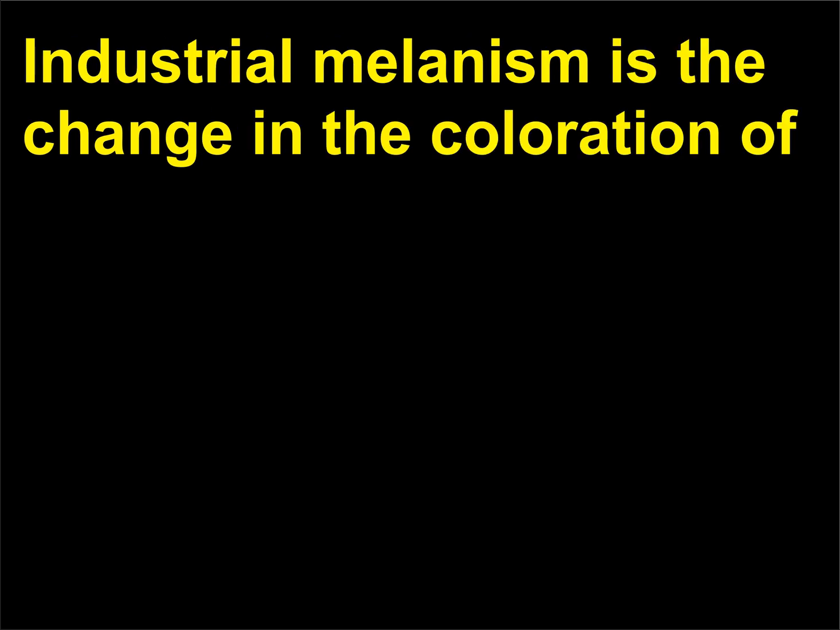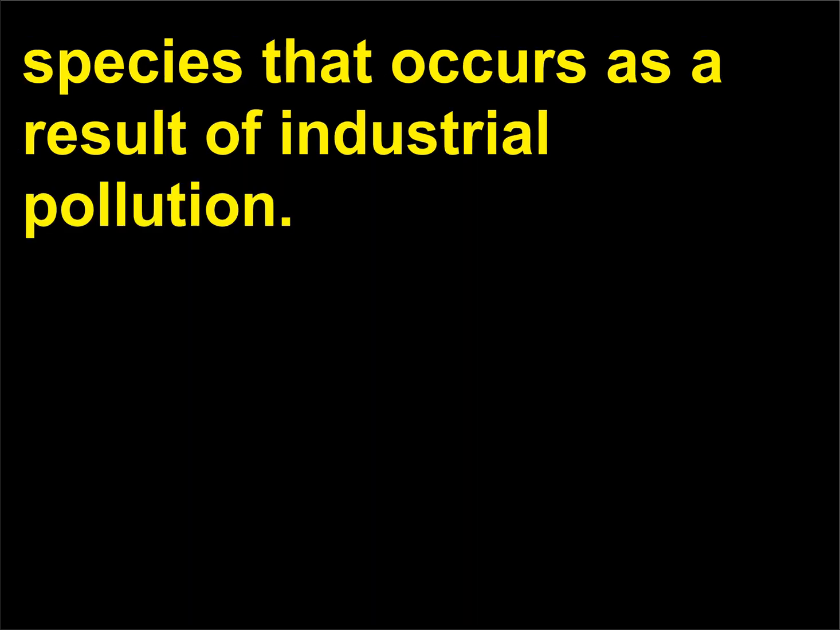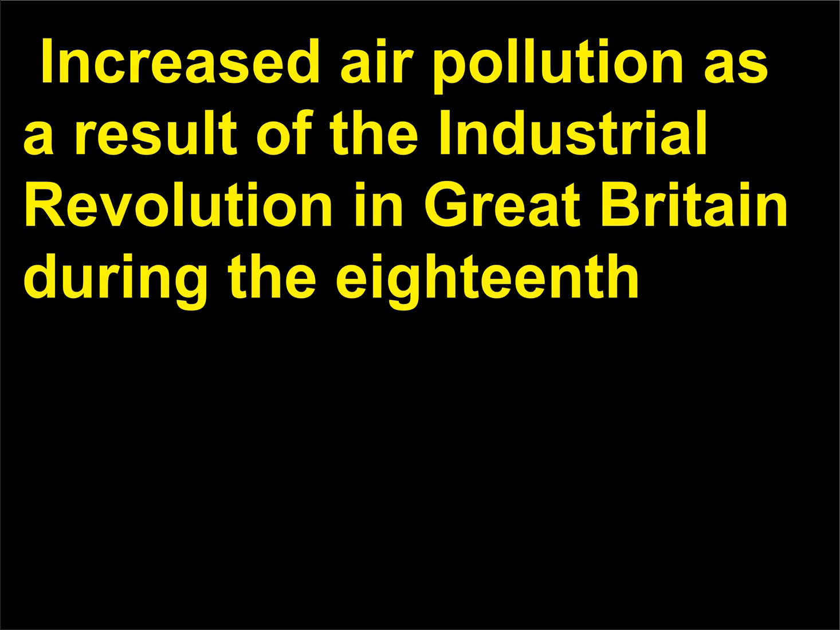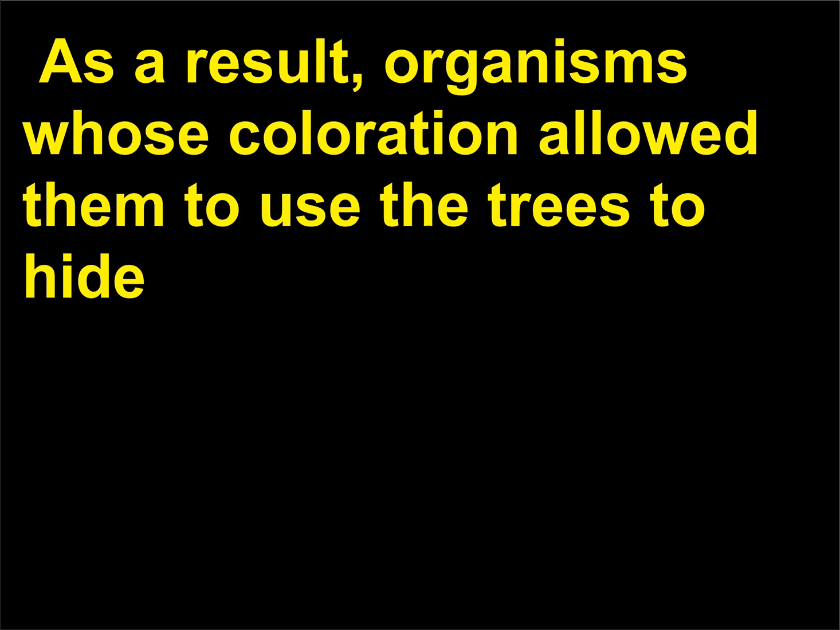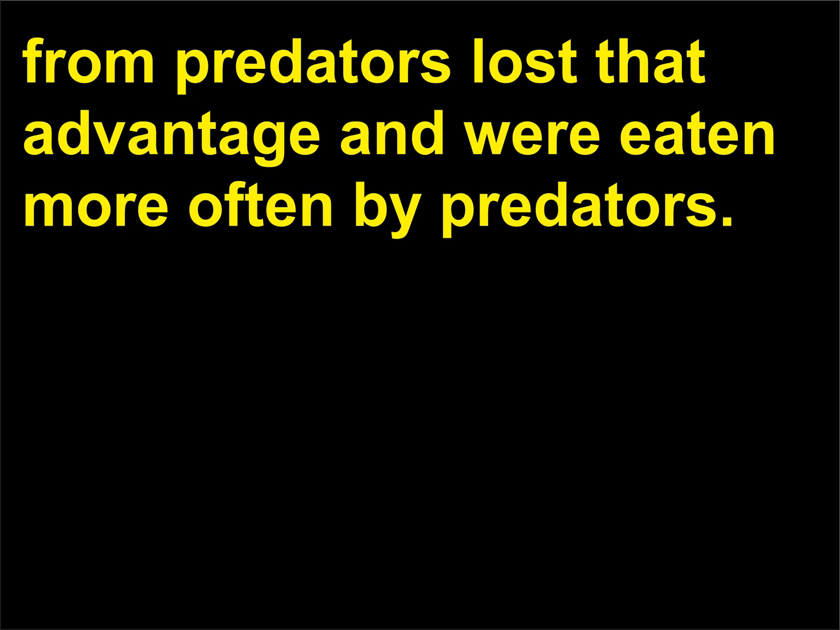What is industrial melanism? Industrial melanism is the change in the coloration of species that occurs as a result of industrial pollution. Increased air pollution as a result of the Industrial Revolution in Great Britain during the 18th and 19th centuries led to an accumulation of soot on many structures including tree trunks. As a result, organisms whose coloration allowed them to use the trees to hide from predators lost that advantage and were eaten more often by predators.